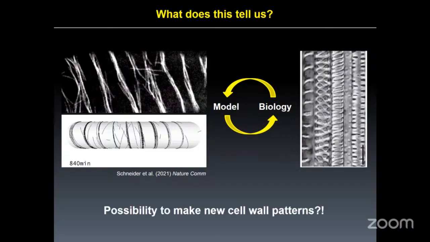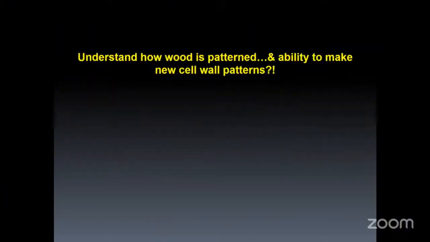Right. So we think that this is giving us some possibility to tweak these cell wall patterns, and therefore also tweak perhaps how these secondary cell walls are made. So this part of the talk was basically to understand how wood is patterned and potentially also give us a way into making new types of patterns in secondary cell walls.